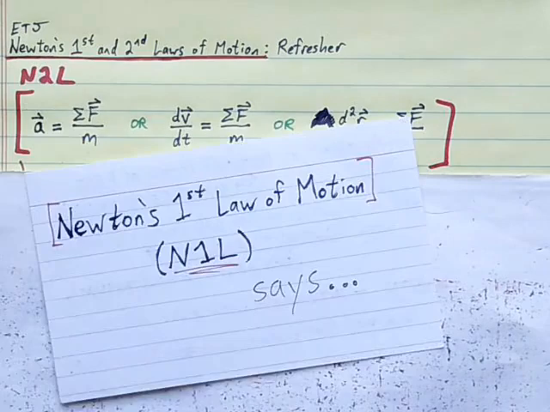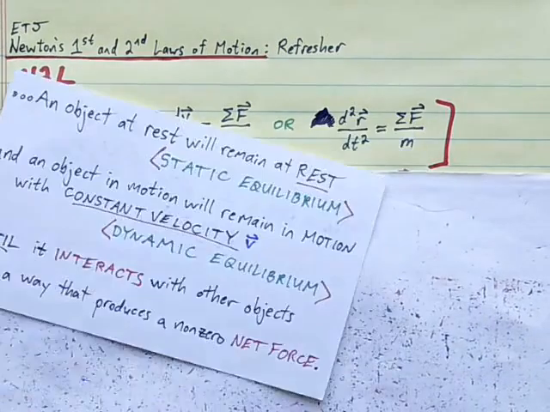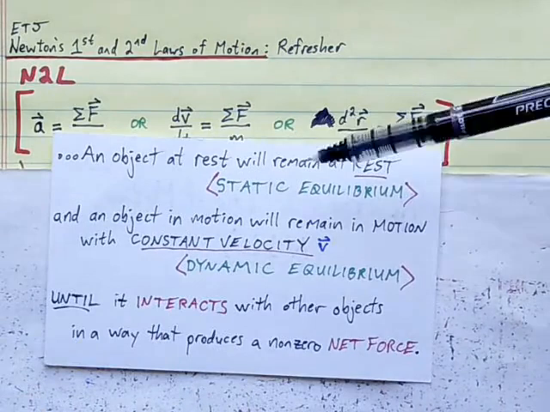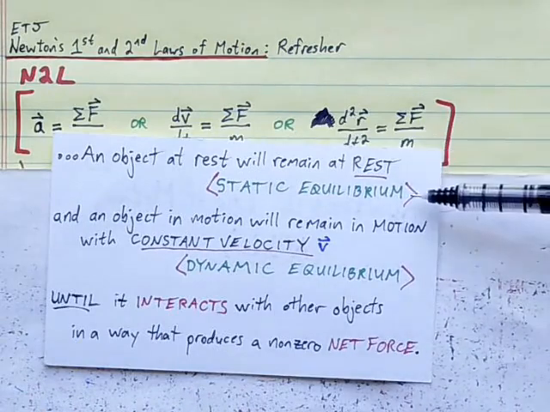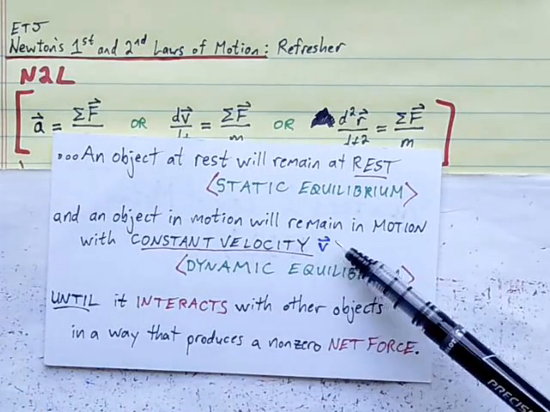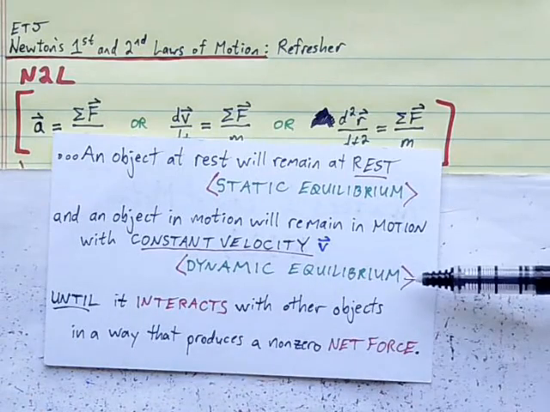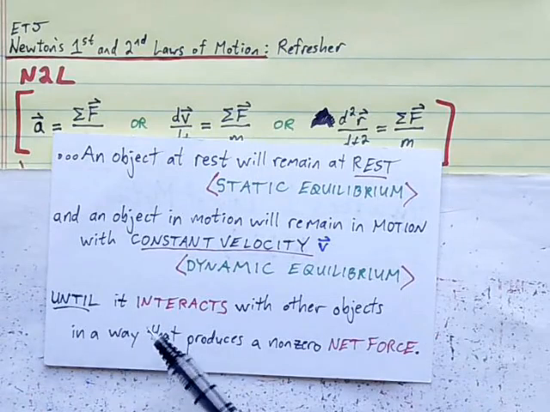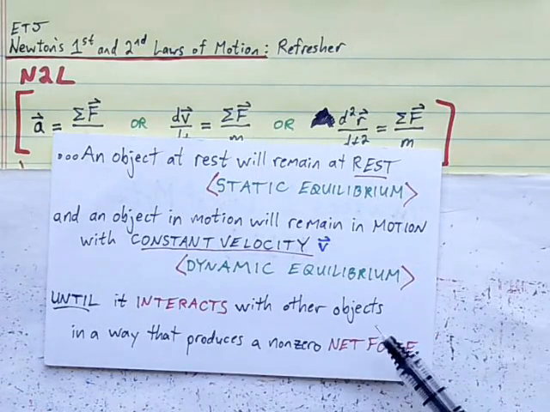Now, Newton's first law of motion says that an object at rest will remain at rest. We call that state static equilibrium. And an object in motion will remain in motion with a constant velocity. We call that state dynamic equilibrium, until it interacts with other objects in a way that produces a non-zero net force.